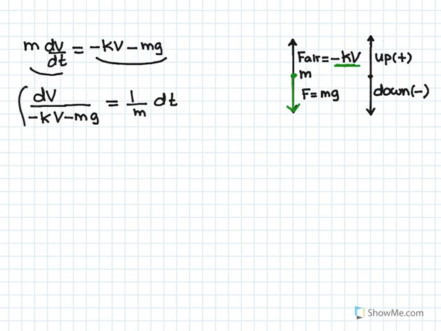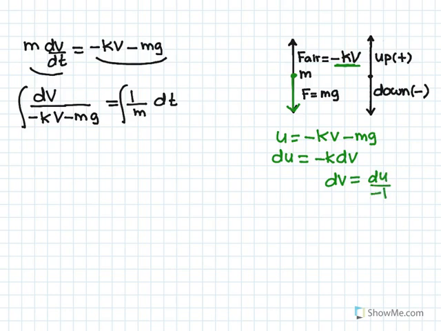Now let's integrate both sides. So let's do u substitution on the left-hand side. We're going to let u be equal to minus kv minus mg. Note that v is your variable; k, m, and g are constants. Differentiate both sides. We get du is equal to minus k dv. Solve for dv. dv is equal to du divided by minus k. So we have the integral of 1 over u times dv, and dv is du divided by minus k.